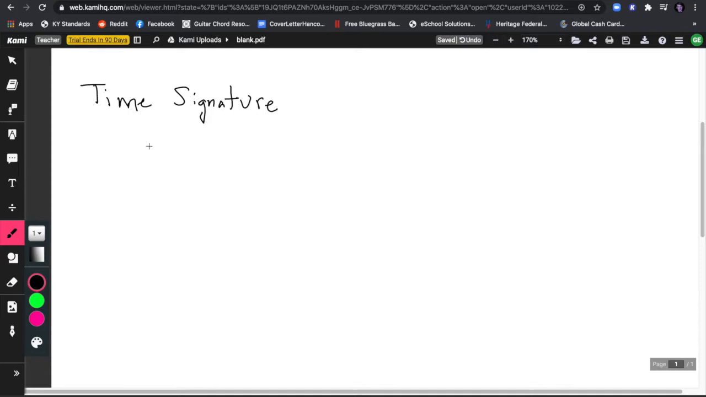The most common time signature is 4 over 4. It'll look like this. Just 2 4s stacked on top of each other. Now these 2 numbers mean 2 different things. The top number is how many beats in each measure, or as I like to put it, how many. And the bottom one, which we're going to talk about more, is which kind.